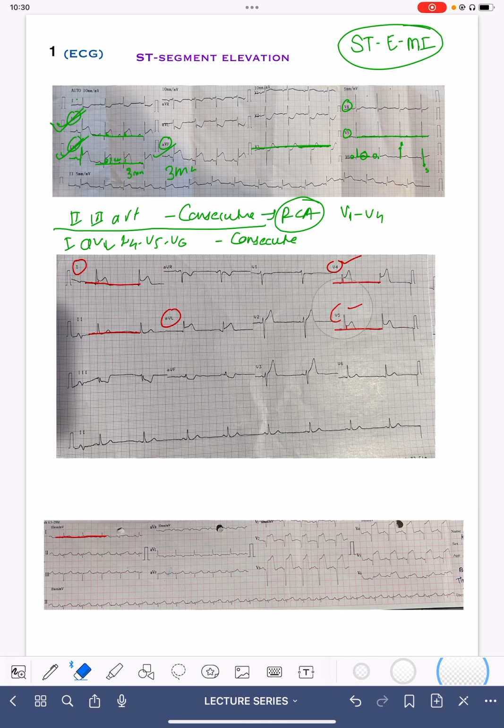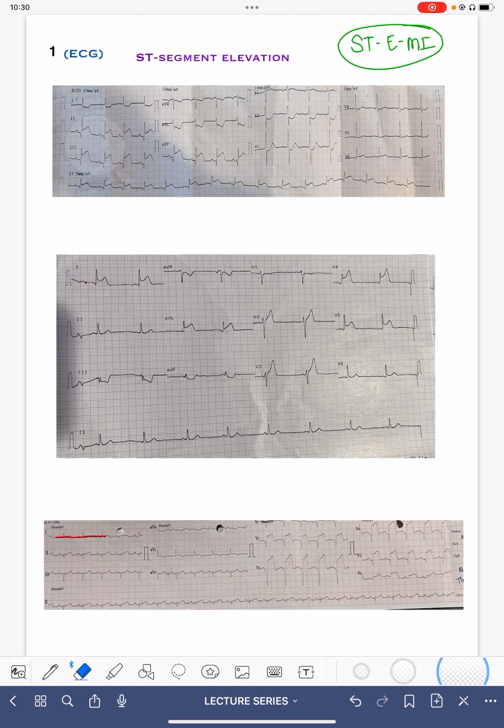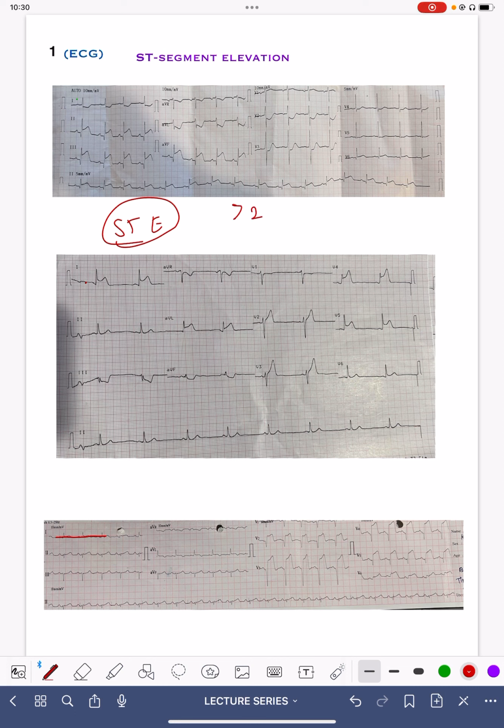To label it as ST elevation MI, the patient must have chest pain or a chest pain equivalent, like shortness of breath, palpitation, sweating, diaphoresis, or weakness that is new onset, and there must be ST elevation present in more than two consecutive leads, and there must be more than 2 millimeter if it is a chest lead, and more than 1 millimeter if it is a limb lead.